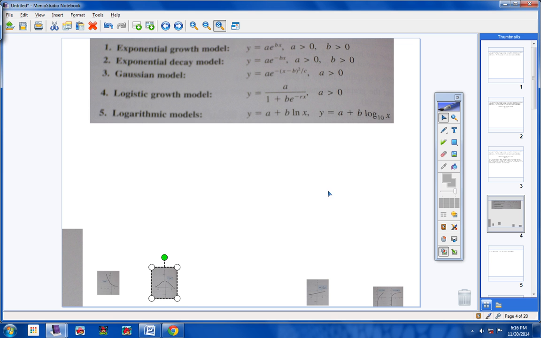All right, now go ahead in your notes and write down logistic growth model. Copy those words down in your notes. Logistic growth model. And then copy this model in your notes. Y equals A over 1 plus B E to the negative RX. Okay, copy that in your notes, please. There's the model, and go ahead and copy this down too. Logistic growth model, and here's the model right here. Copy that down. A is greater than 0.